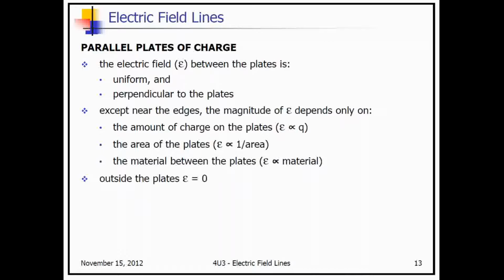We can change the area, and epsilon is inversely proportional to the area. So if we want to increase epsilon, we decrease the area. We can also change the material. So different types of conducting material would be able to make epsilon larger or smaller depending on what we need to.